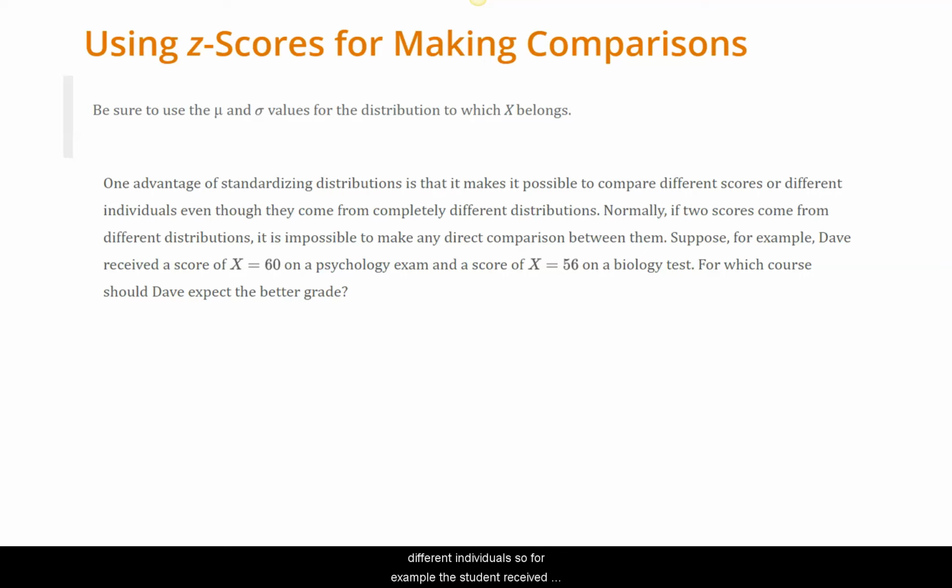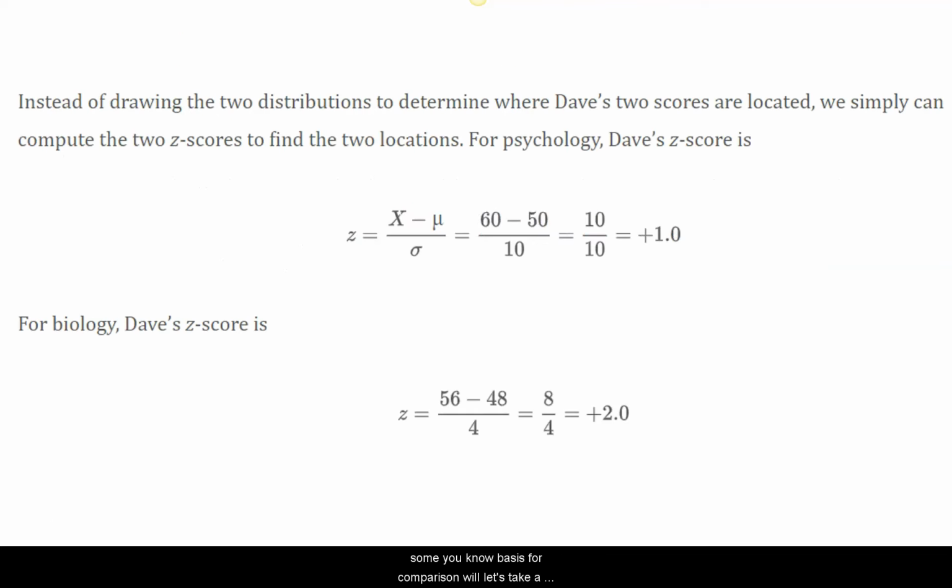So, for example, a student received a score of 60 on a psych exam and a score of 56 on biology. For which course should this student expect the better grade? Well, that's interesting. I don't know. I'd have to have some basis for comparison. Well, let's take a look.